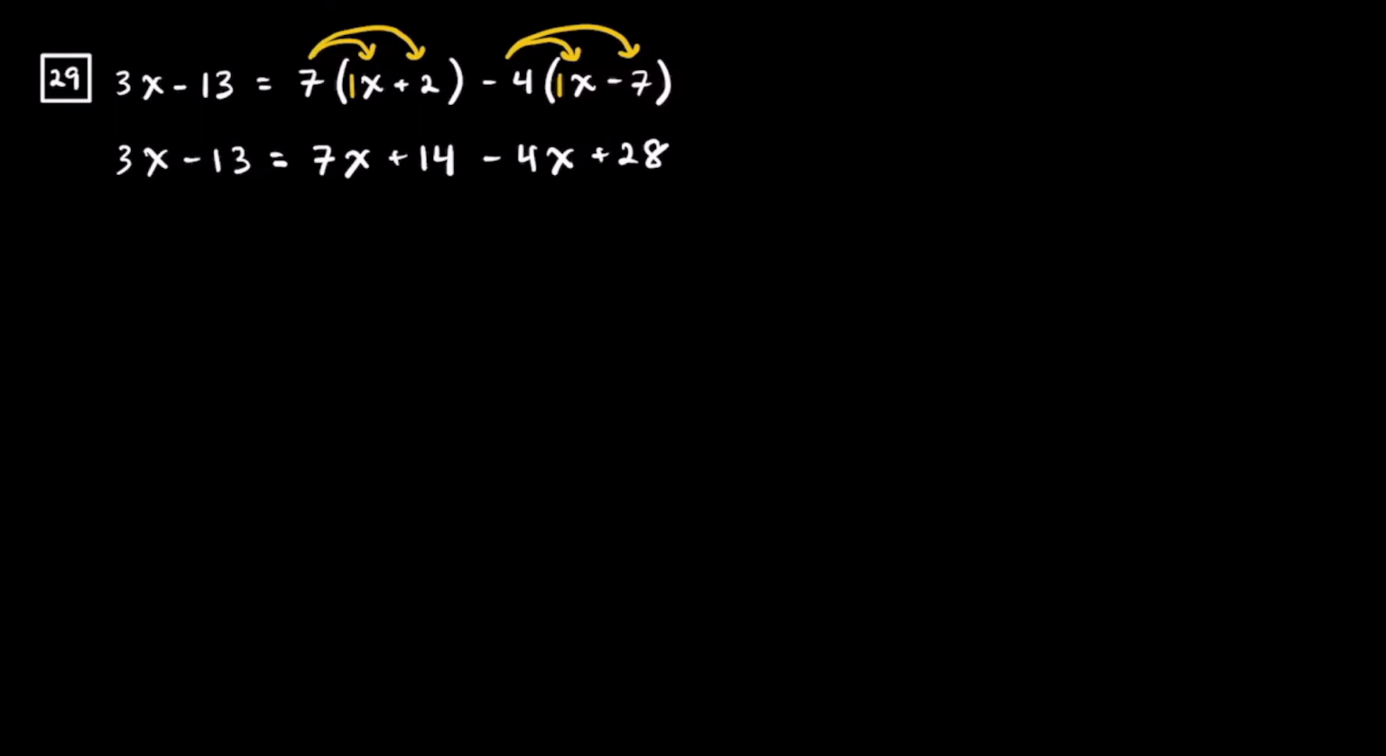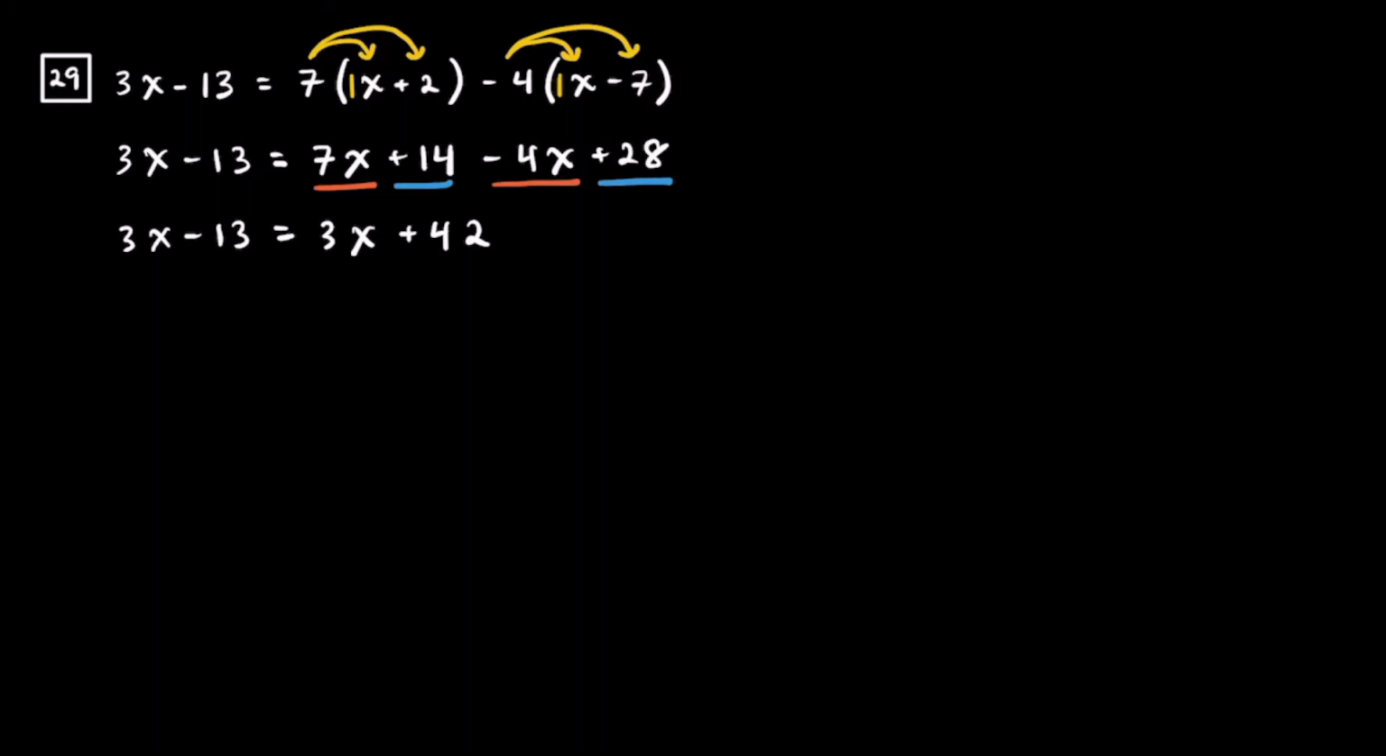Okay, so taking care of distribution, then we have to take a look at combining some like terms. The left side has none. But on the right side, let's see here, we have positive 7x minus 4x. 7 minus 4 is 3, so we can write positive 3x. And then we have a constant of positive 14 and positive 28. Combining those, that should equal positive 42. So now we have an equation that has variables on both sides.